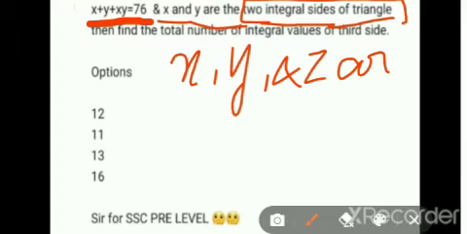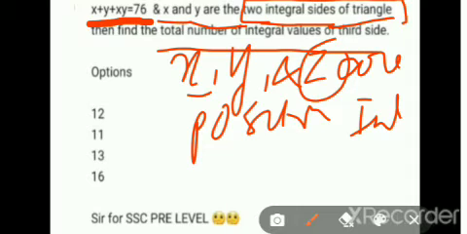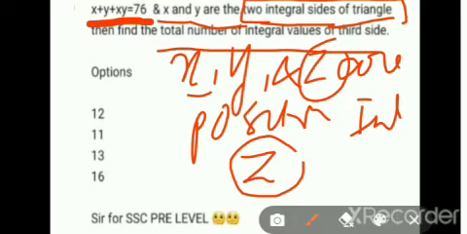Can we say x, y and z are positive integers? As x, y and this third side, we assume these are all integral sides. Then the question says find the total number of integral values of the third side. So I need to calculate how many values we can assume for the third side. That means we need to calculate the value for z.